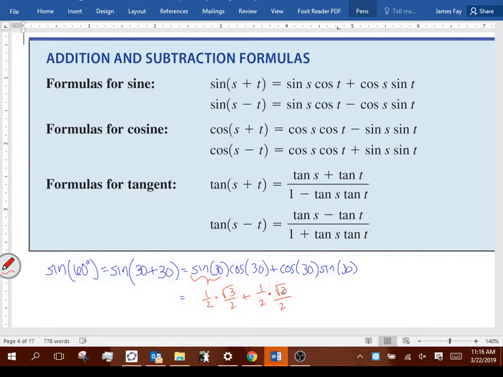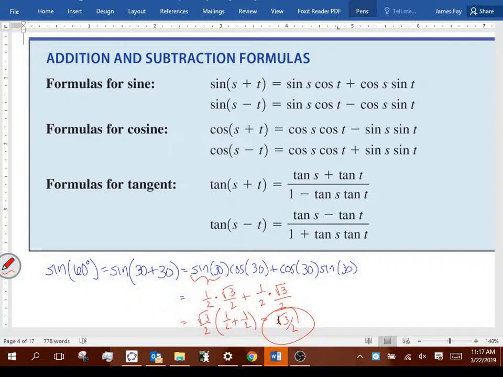But does it matter? No, the way I've written it, the multiplication is commutative. So when I do that, can I take a radical 3 over 2 out of both of these and then be left with 1/2 plus 1/2? What's 1/2 plus 1/2? 1. What's radical 3 over 2 times 1? Radical 3 over 2, right? So do you see that sine of 60 equals sine of 30 plus 30? We can do it that way.